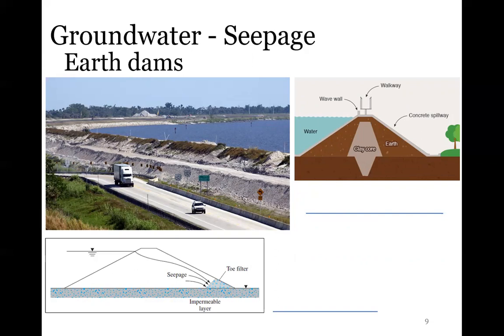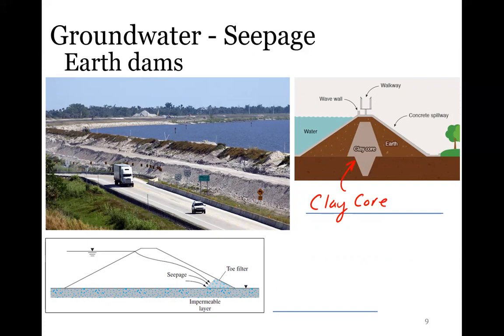And all of these, although they just look like mounds of earth, if you were to take a giant slice down the center, what you would see is there are 2 layers of most of them. And there's actually these clay cores in the center that are meant to limit the groundwater flow.